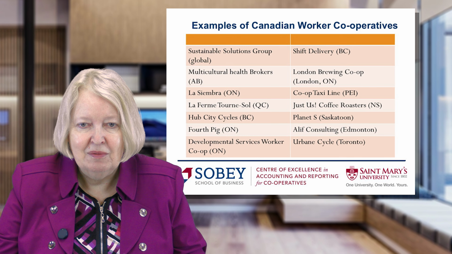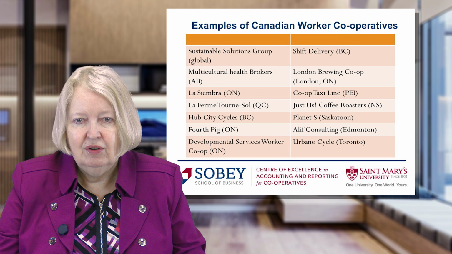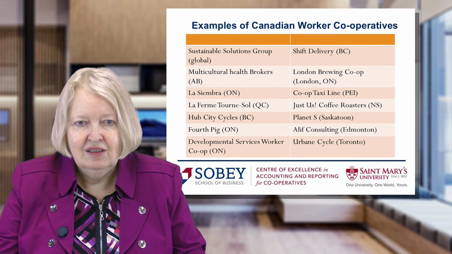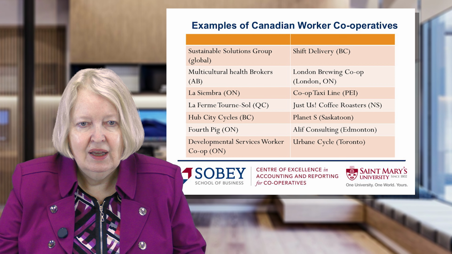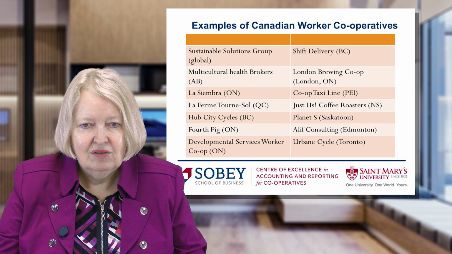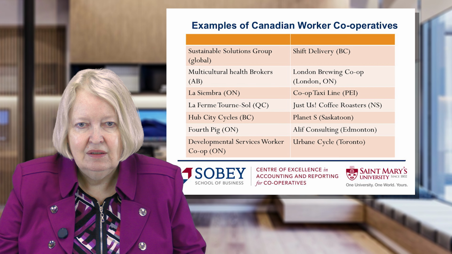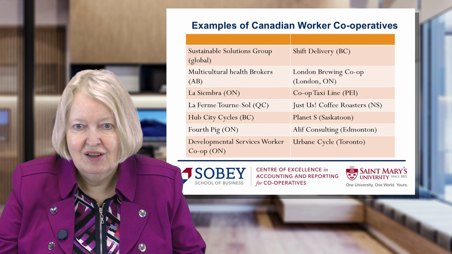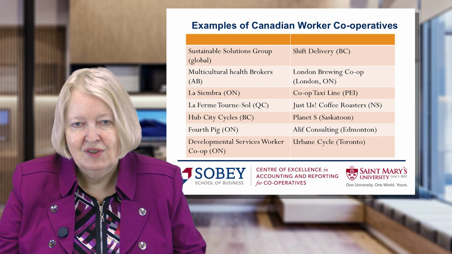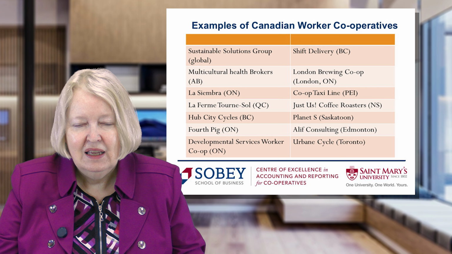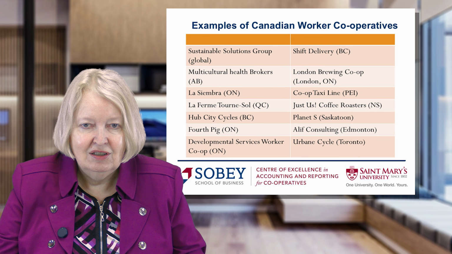I'm not going to read all the examples off, but these are a few examples of worker co-ops in Canada. You have the Sustainability Solutions Group, a consulting group. You have Hub City Cycles, and there are a couple of those in Canada. In PEI, there's the Co-op Taxi. In Nova Scotia, we have Just Us Coffee Roasters, which some of you may have heard about. There's another one that I didn't have on here, Weaver Co-op. Weaver is the IT co-op that we actually hired to develop our ACT dashboard.